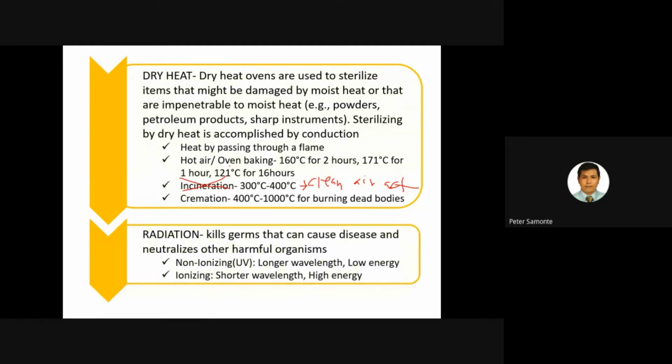Then we also have radiation, which kills germs that can cause disease and neutralizes other harmful organisms. We have non-ionizing radiation, an example of which is ultraviolet light. It has longer wavelength and lower energy, while ionizing radiation has shorter wavelength and higher energy.